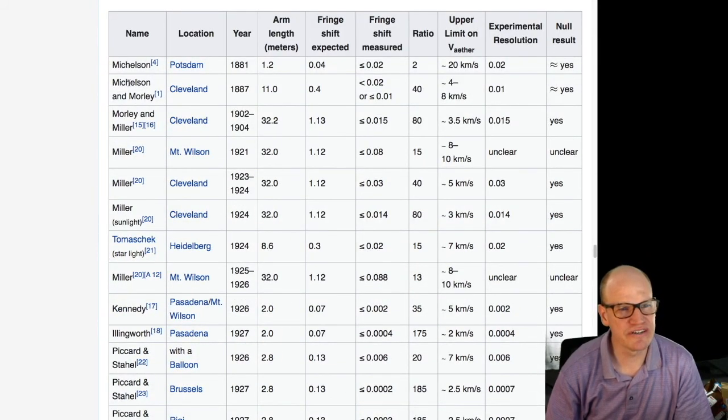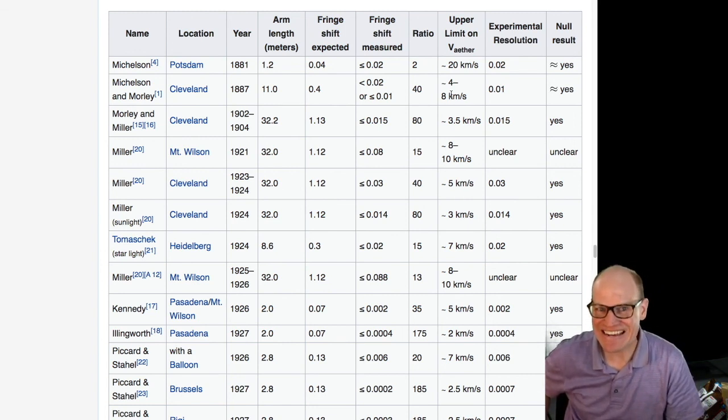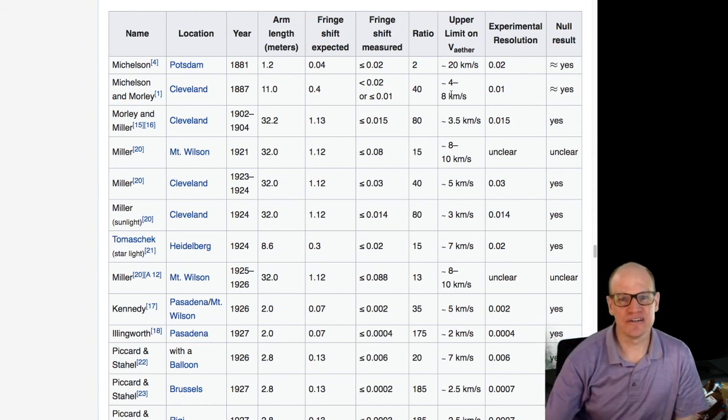So starting here in Michelson-Morley in Cleveland, 1887, they were able to put an upper limit on the ether speed at 8 kilometers per second. So 8 kilometers per second, remember that light travels at 300,000 kilometers per second. So this is 8 out of 300,000. And so they're able to exclude it to a really small number.